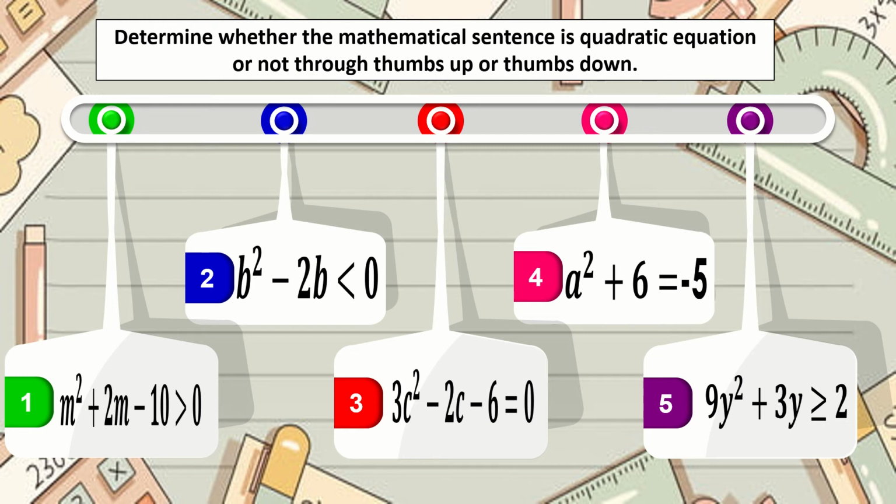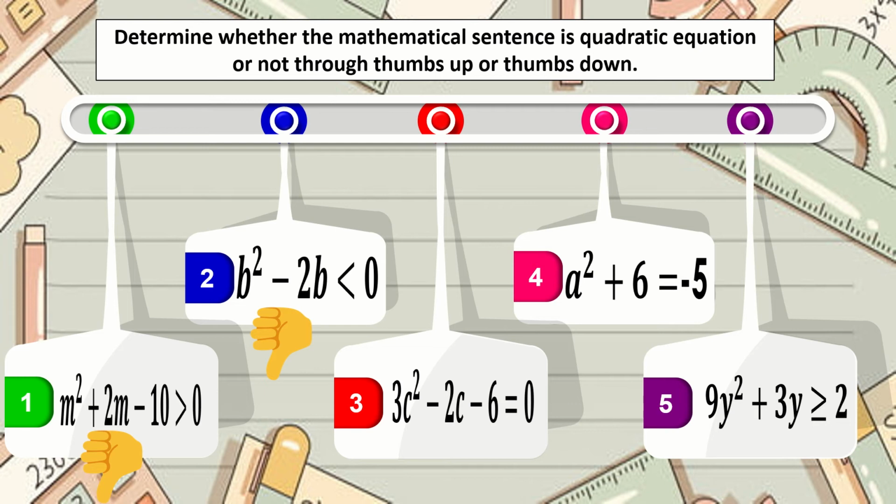Number 1. m squared plus 2m minus 10 is greater than 0. This one is thumbs down since it has no equal sign. A quadratic equation has an equal sign. Number 2. b squared minus 2b is less than 0. Again, this one is thumbs down because it has no equal sign.